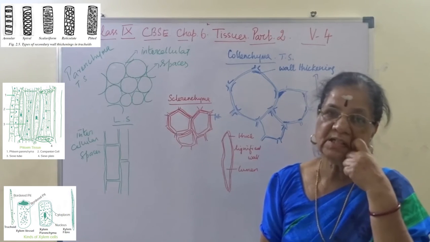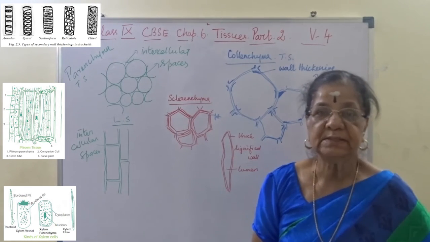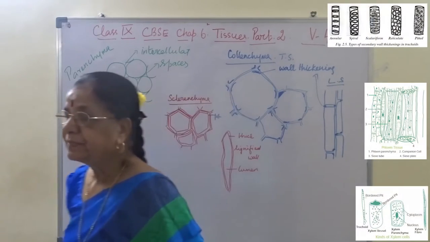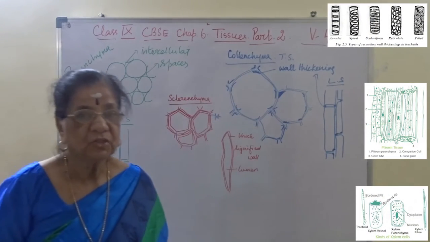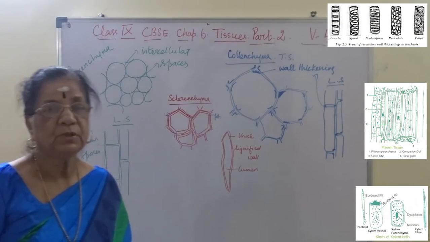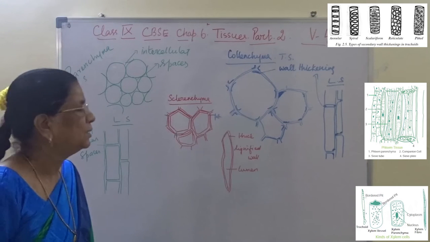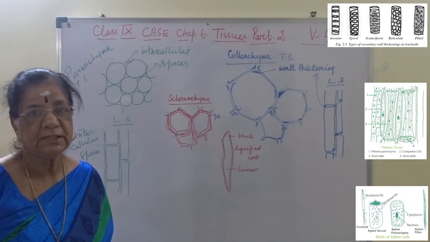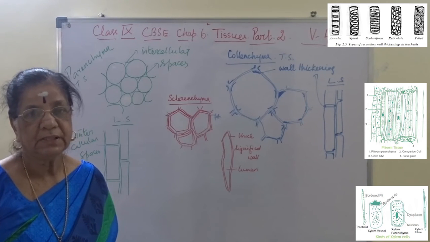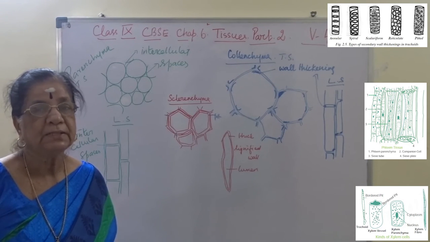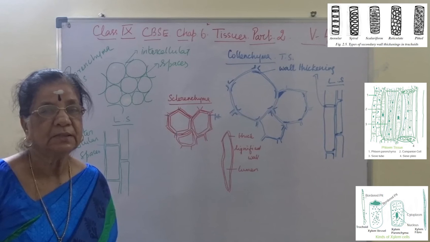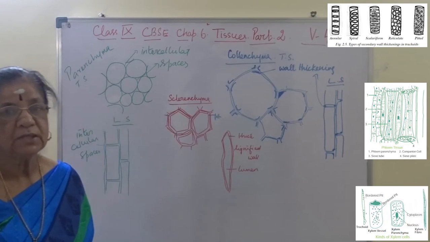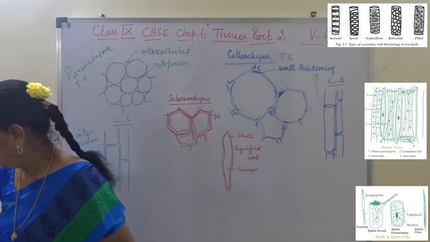Then collenchyma and parenchyma, the cell wall material is cellulose and hemicellulose. Whereas collenchyma, when parenchyma matures, by the addition of pectin in cell wall thickening, it becomes collenchyma. And in collenchyma, the cell wall material will be confined to the corners only. Confined to the corners.